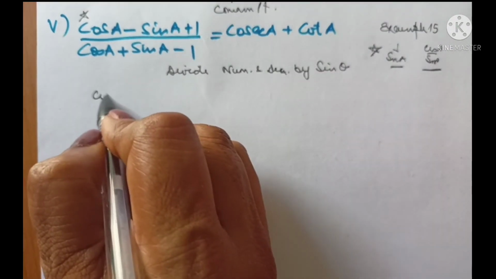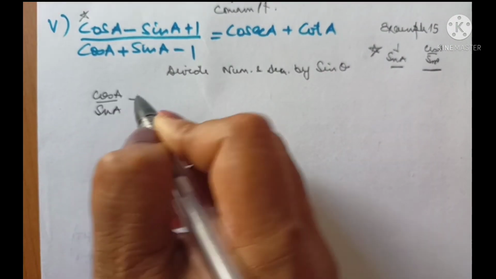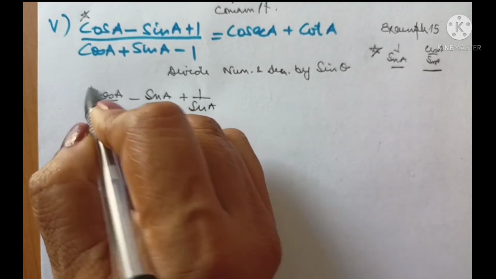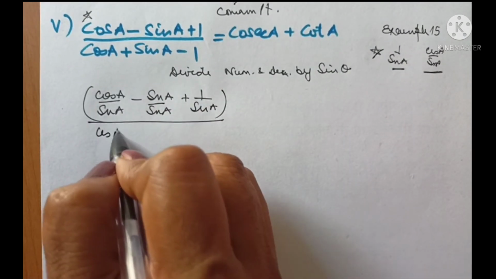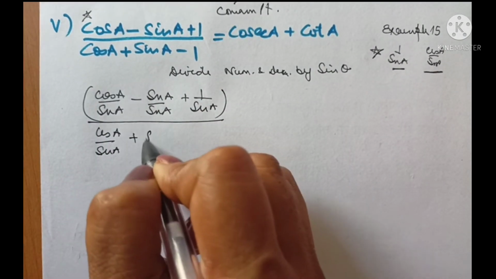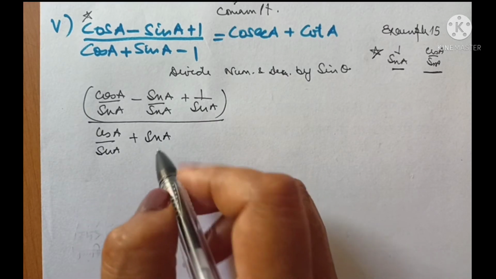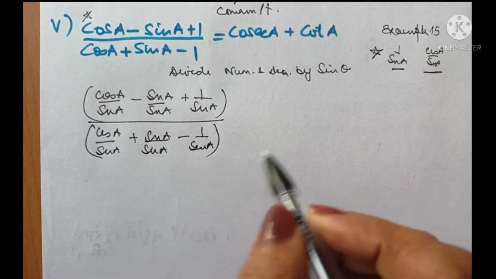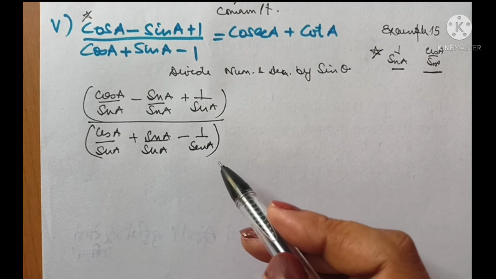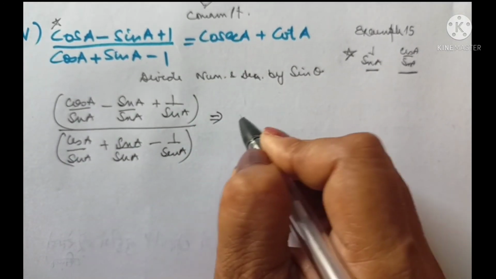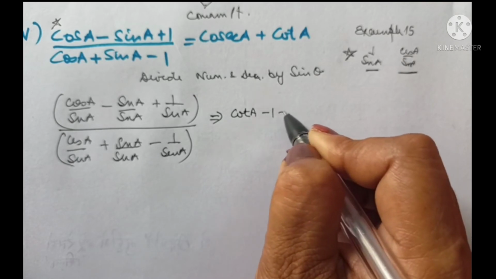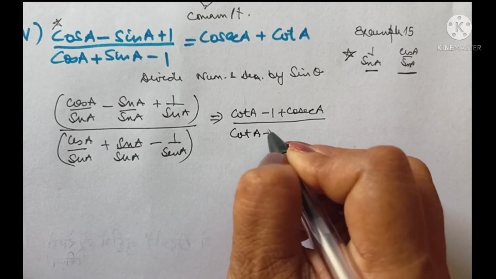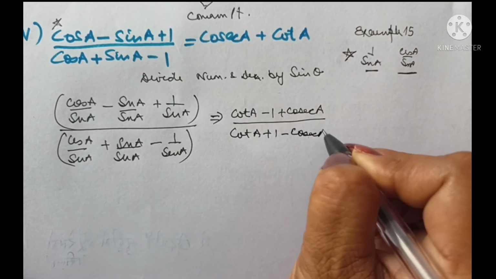So what I do is, I divide throughout by sine: cos A by sin A minus sin A by sin A plus 1 by sin A. This is numerator. In the denominator, I have cos A by sin A plus sin A by sin A minus 1 by sin A. So it doesn't make a difference if I divide both numerator and denominator by the same quantity. Now clearly, this becomes cot A minus 1 plus cosecant A. Got it? And denominator becomes cot A plus 1 minus cosecant A.